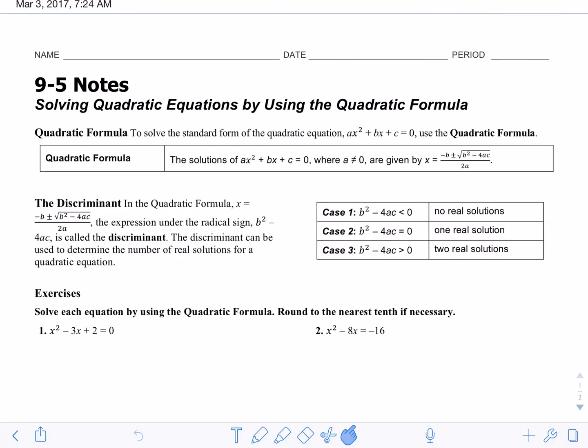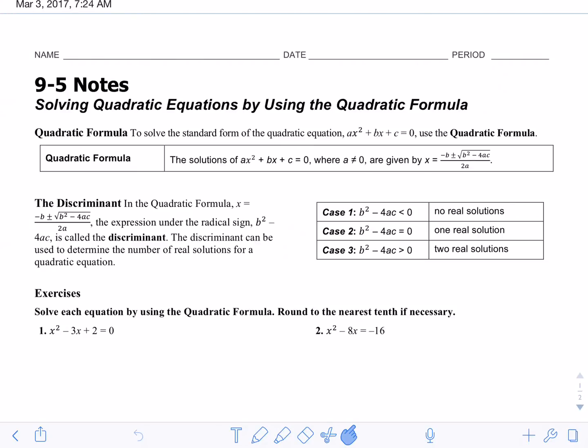Alright, this is your 9-5 notes. This is just going over the quadratic formula. This is a formula that you will use a whole lot, especially in Algebra 2. So what I'm going to do today is just go over a couple problems on here. And it's not too hard as long as you just pay attention, and that should be it.